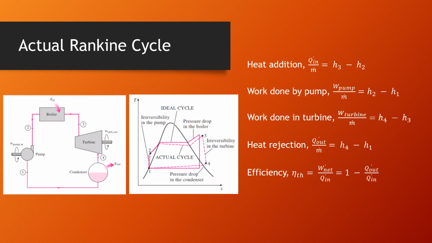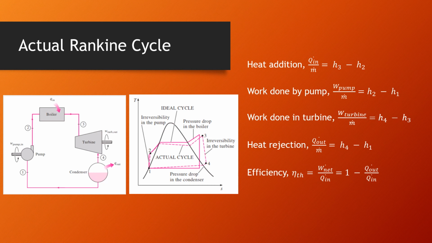The actual Rankine cycle differs from the ideal cycle by the irreversibilities and the pressure drop in the boiler and the condenser. You'd have irreversibility in the pump and the turbine due to frictional and heat losses, and you'd have pressure drop in the boiler and the condenser due to phase changes. So the actual cycle differs from the ideal cycle by the dotted lines shown in the diagram.